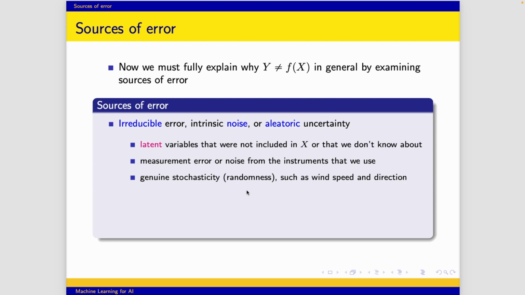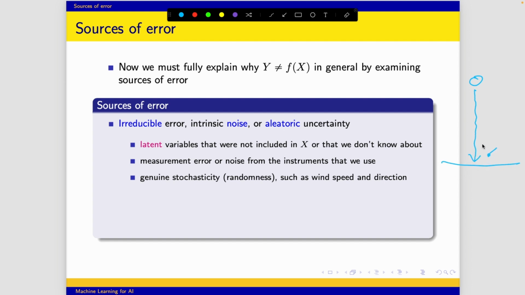Then there's genuine randomness or stochasticity. These are synonyms. Such as wind speed and direction. Let's say we want to drop a ball or some object from a great height, and we want to measure how long it takes. We want to measure the time it takes for it to reach the ground, right? Boom, boom. It's going to explode when it gets to the ground, right? We want to measure this time.